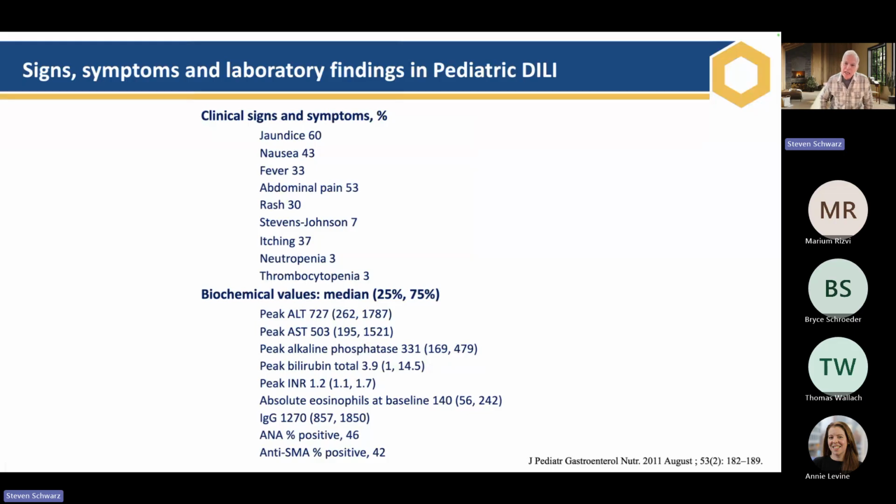So in pediatric DILI, interestingly enough, again, this is a consequence of the drugs that cause DILI. Jaundice is the most common symptom. So cholestasis, again, going back to our R value, we're generally in the 2 to 5 range or the less than 2 range for pediatric DILI. Biochemical values, and you notice here, the peak ALT is 727, peak AST 503, peak ALK Phos is 331. So these are typical findings.